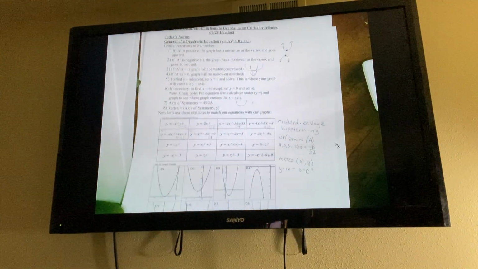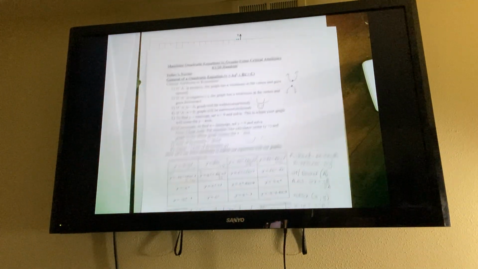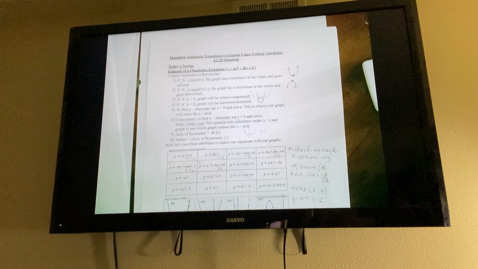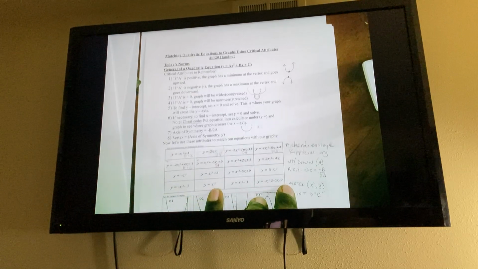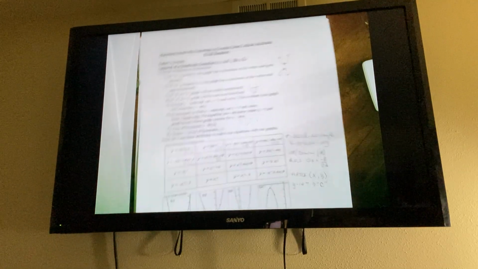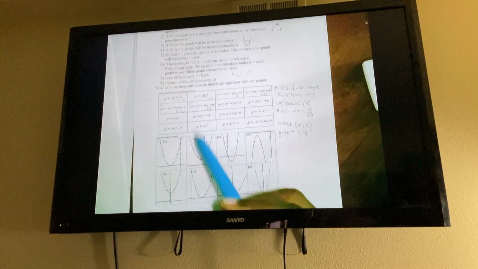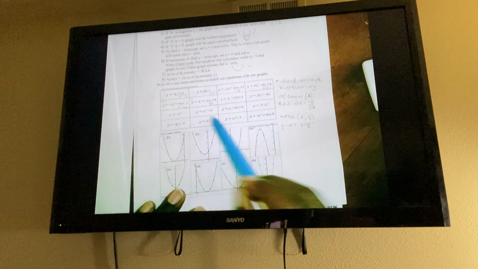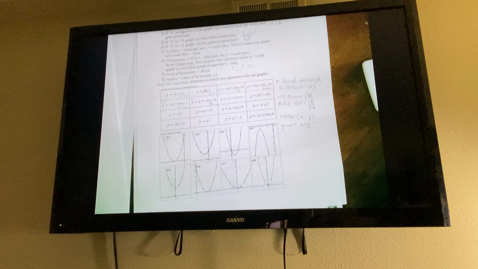Okay. All right. So now, I don't think we need to go any further with practice. But if you want to continue practicing, you can practice these on your own. Okay. And let's not forget to do your exit ticket.